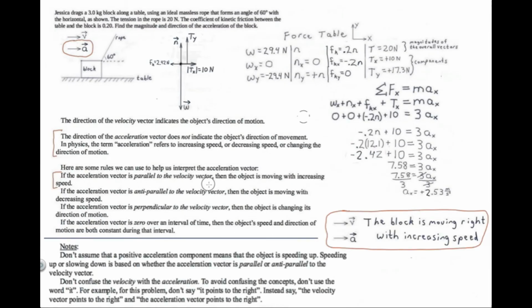So, based on this rule, the block's rightward acceleration tells us that the block's speed is increasing. In this problem, T sub x is trying to speed up the block. The kinetic friction force is trying to slow down the block. The magnitude of T sub x exceeds the magnitude of the kinetic friction force, so the block will speed up.